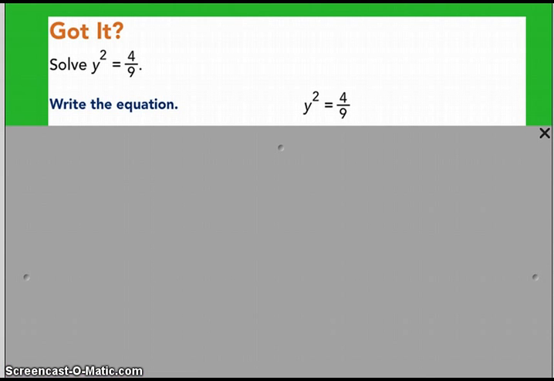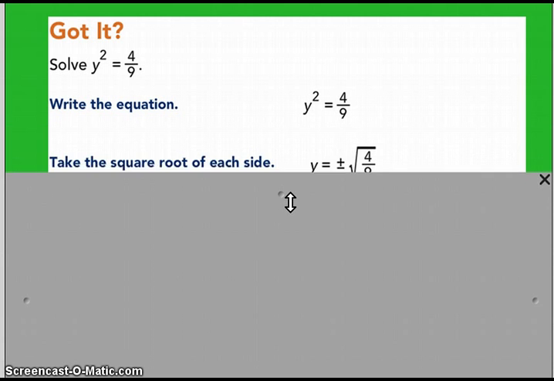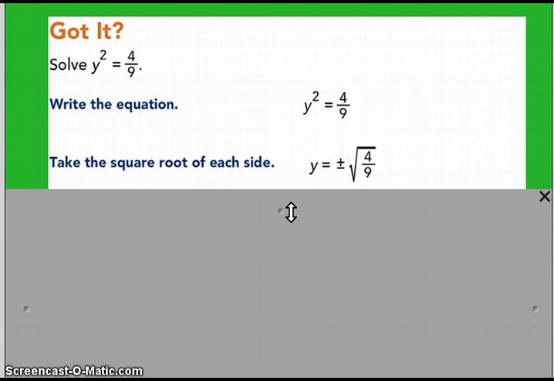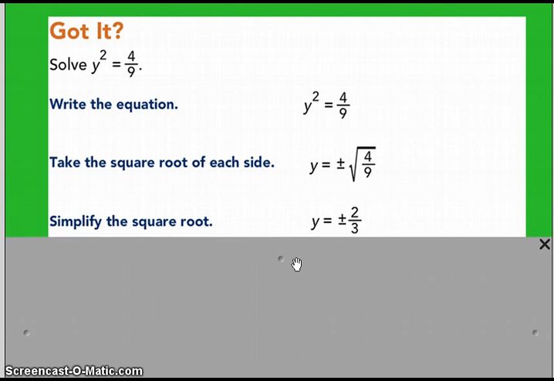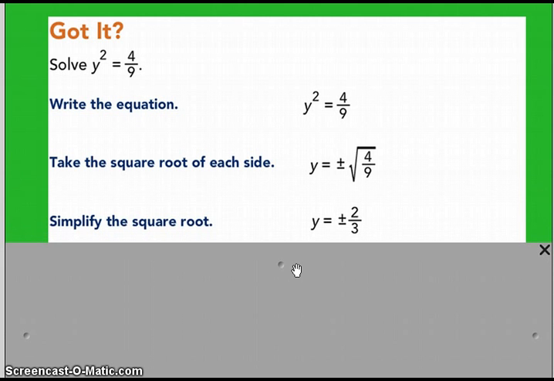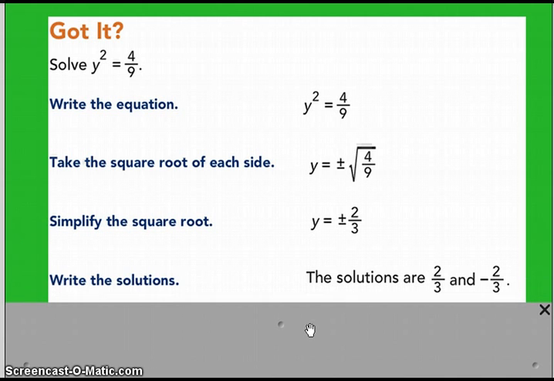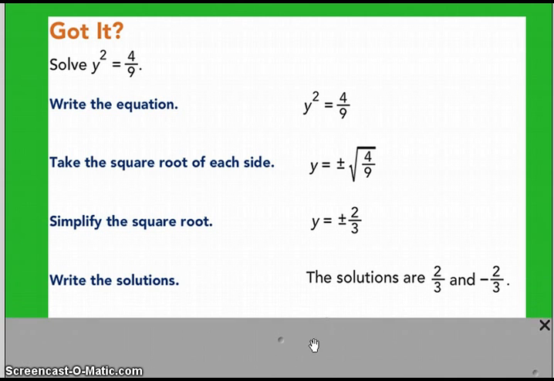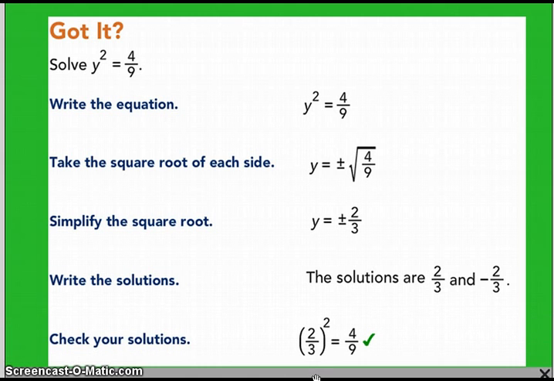y squared equals 4/9. We're going to write the equation. Next, we're going to take the square root of both sides. We're going to simplify the square root, knowing that the square root of 4 is 2, and the square root of 9 is 3. There's our answers, positive and negative 2/3. We will plug them into the original equation, and they will work.